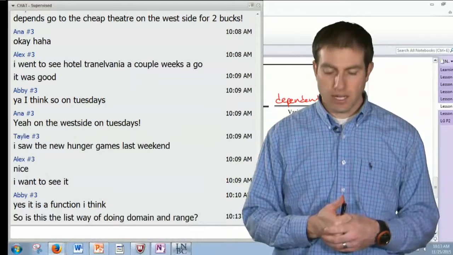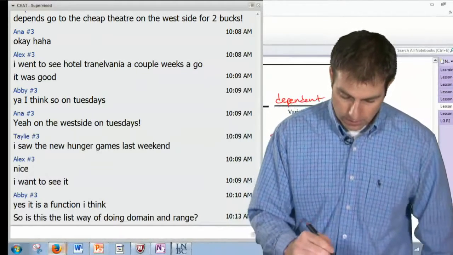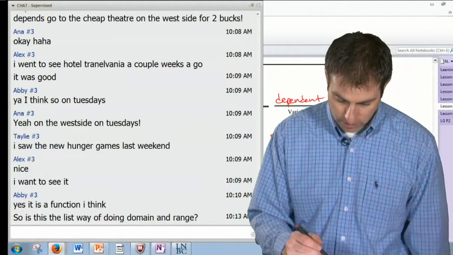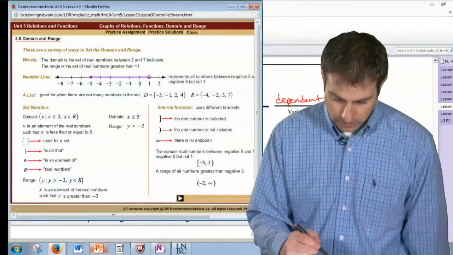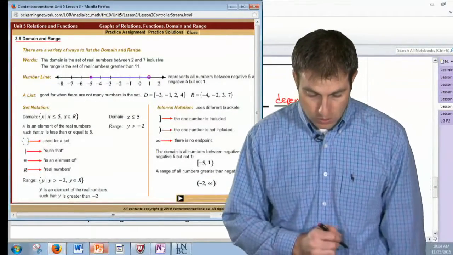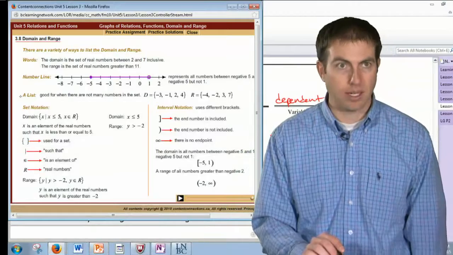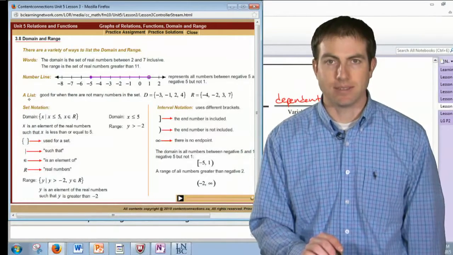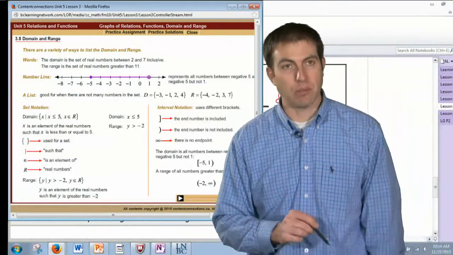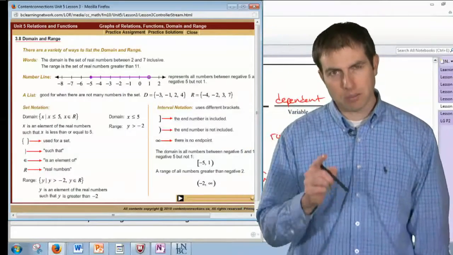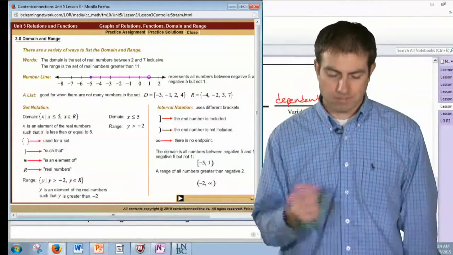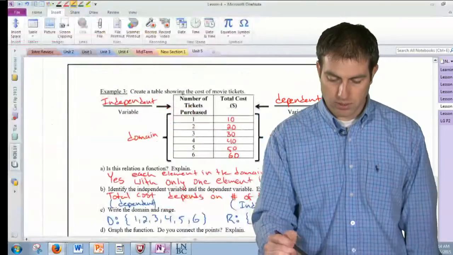So I forget what this was called in the learning guide. Let's just jump back. I have it here. So we did this as a list. That's what they're calling it, a list. So it's domain and range. We're representing it as a list because we had a bunch of discrete points. Just kind of an easy way to do things.